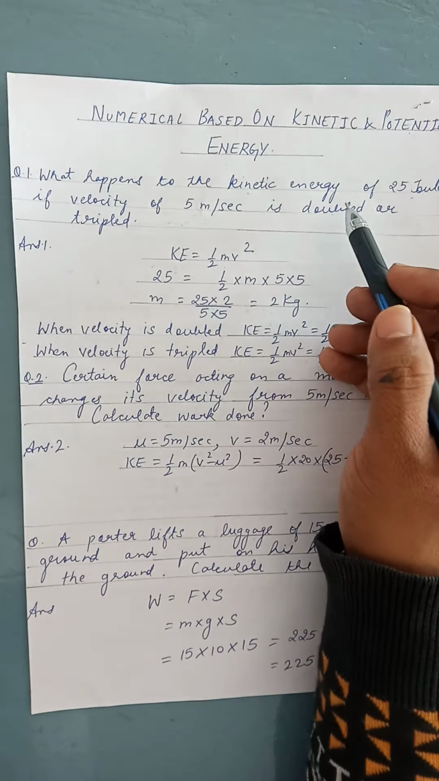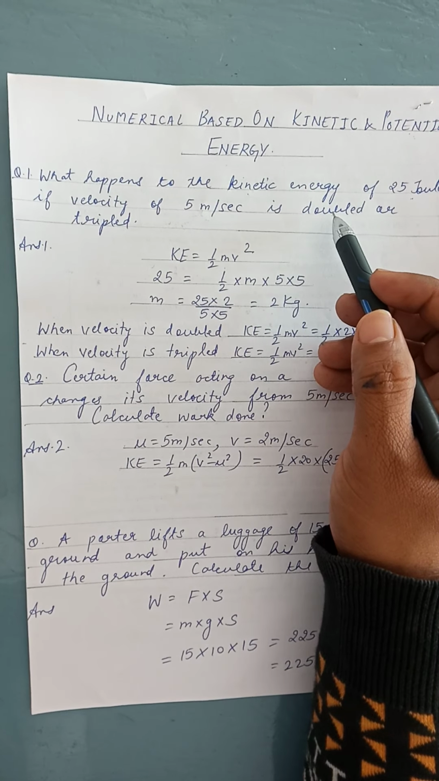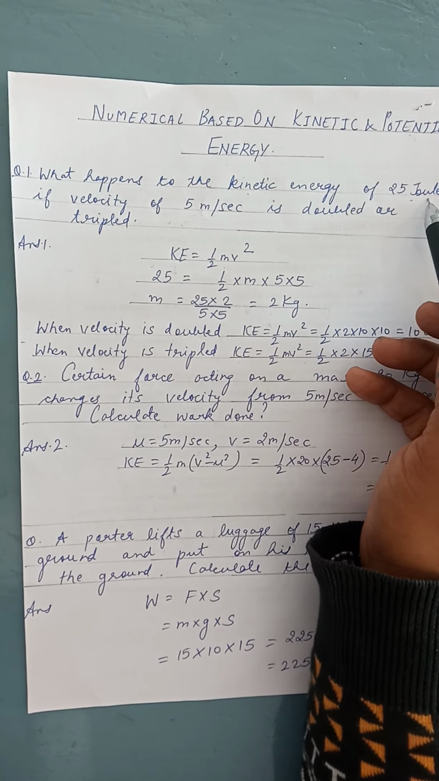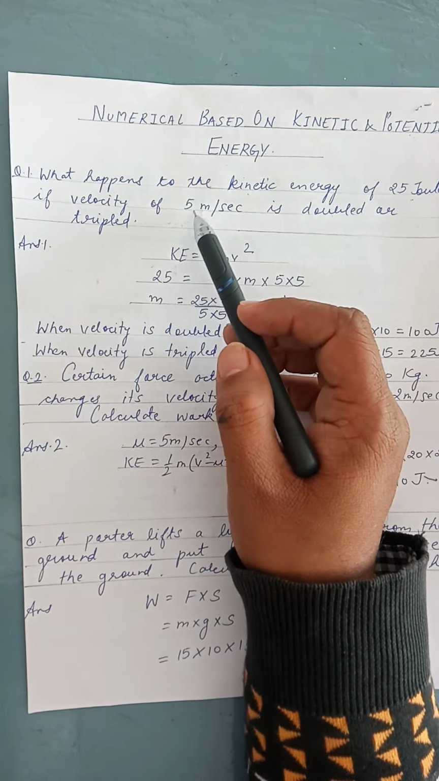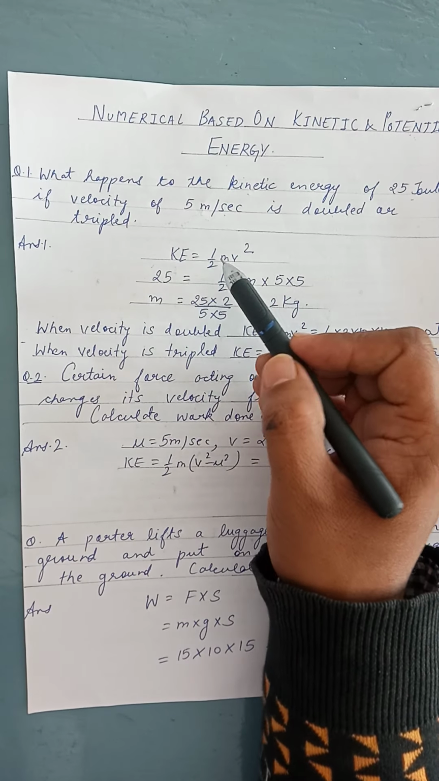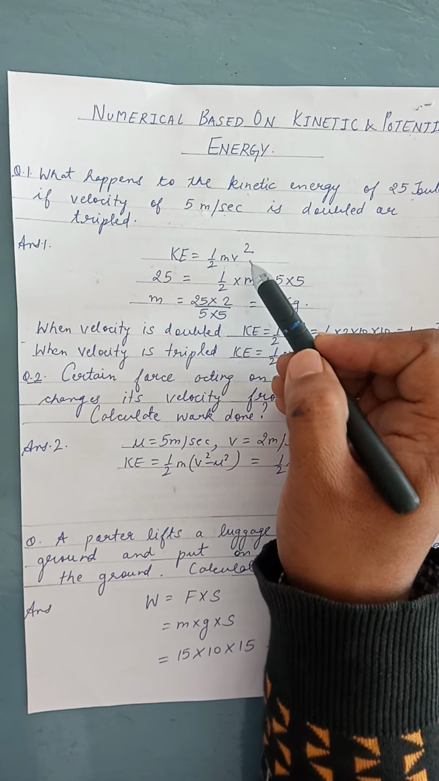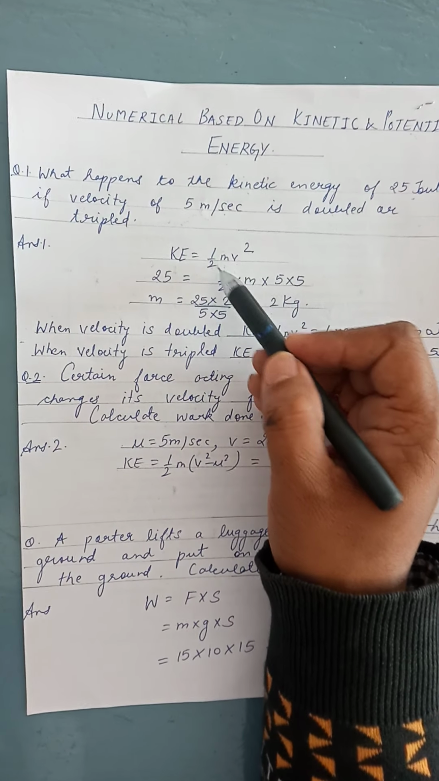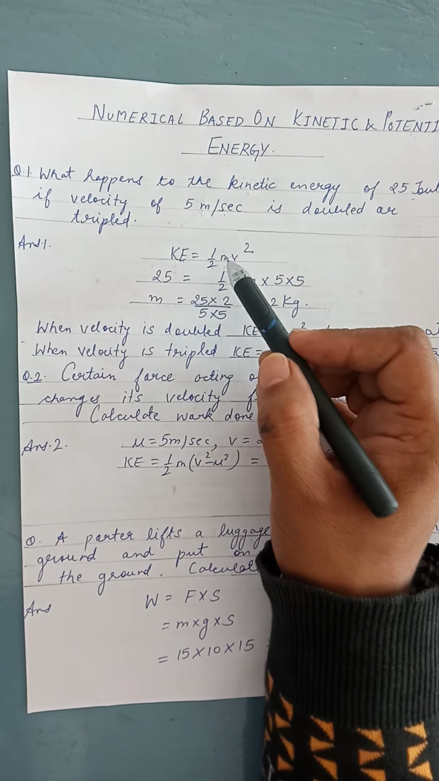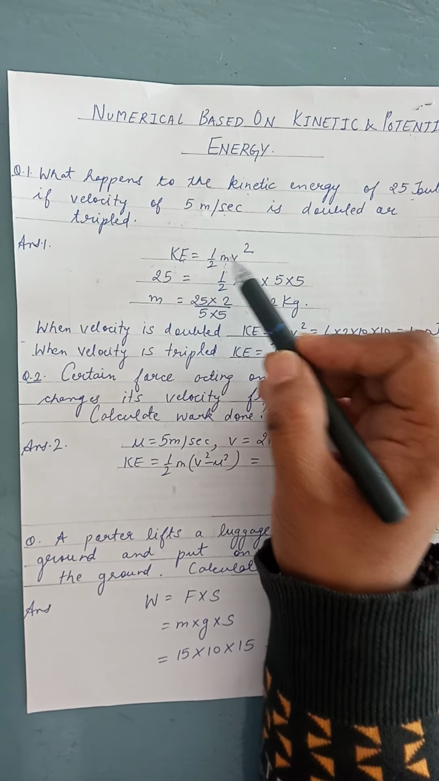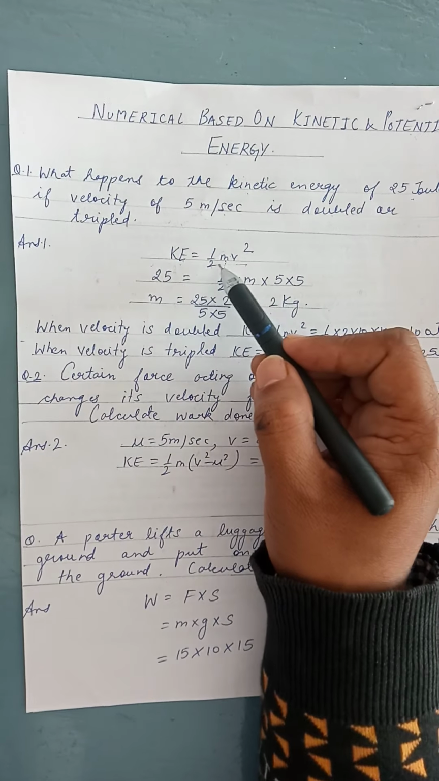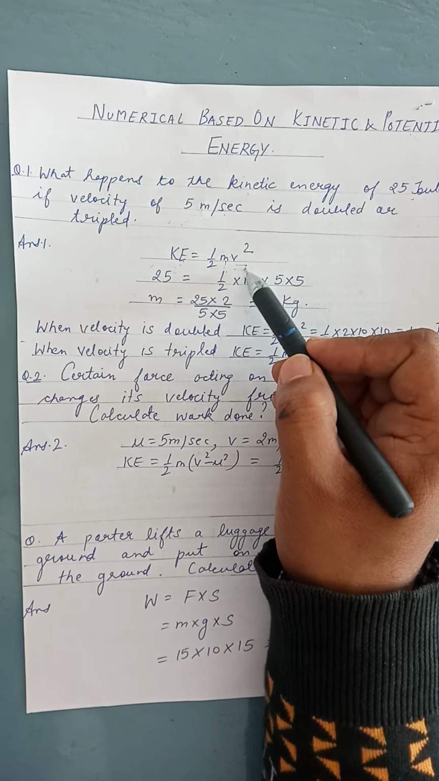Now first thing we have to write the given conditions here. What are the given conditions? Kinetic energy is given as 25 joule, velocity 5 meter per second is given, but our formula is half mv square. It means we don't have m. The first thing to calculate the kinetic energy is we require m. So this m can be calculated by using this relationship, kinetic energy equals half m into v square.